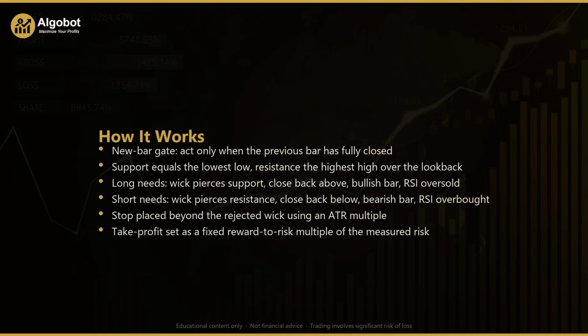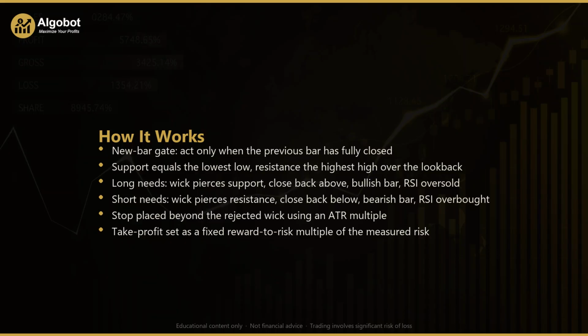The short side is a mirror image. The strategy detects a rejection at resistance when the signal bar's high pierces into the resistance zone. The bar closes back below resistance. The bar is bearish, and the relative strength index is overbought at or above 68. When those align, the EA signals a sell at the current bid.